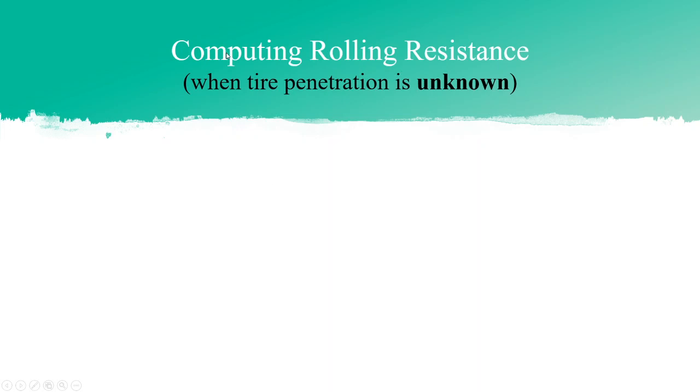But there is another way to compute the rolling resistance. There are two cases. Case one is when tire penetration is unknown. It means you don't know how far your tires sink into the soil, into the earth. Okay, so it is unknown. We have not measured it. In that case, the equation you would use is this.